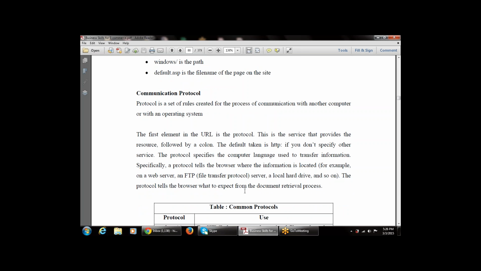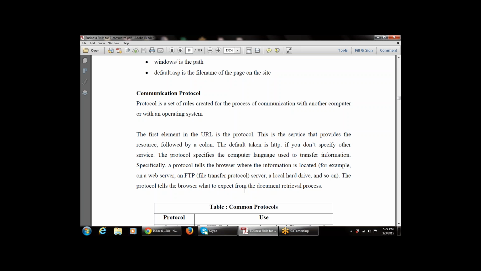So it is a set of rules, but it also tells the browser where the information is located on the internet. For example, on a web server, an FTP, that is a File Transfer Protocol server, a local hard drive, and so on. So the protocol tells the browser where the information is stored or where the information is located, for example on a web server, an FTP server, a local hard drive, and so on.